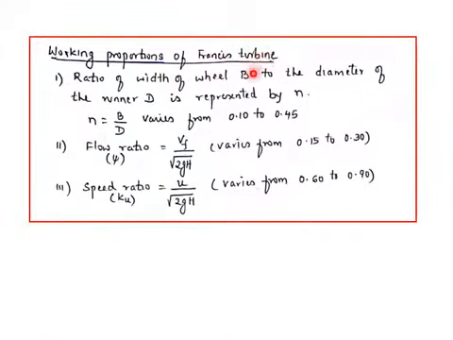There are a few terms which are associated with the problem. The ratio of the width of the wheel to the diameter of the runner is always represented as n, and it generally varies from 0.1 to 0.45. Sometimes the flow ratio will be given. The flow ratio is Vf by root 2gH. It varies from 0.15 to 0.3. Similarly, the speed ratio is also given, which is u by root 2gH. It varies from 0.6 to 0.9.